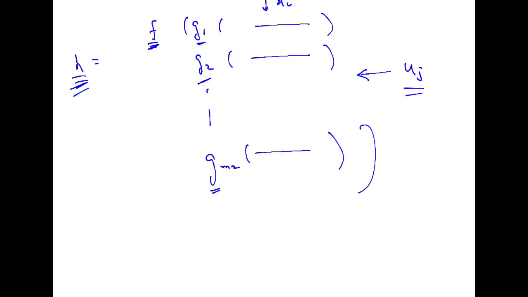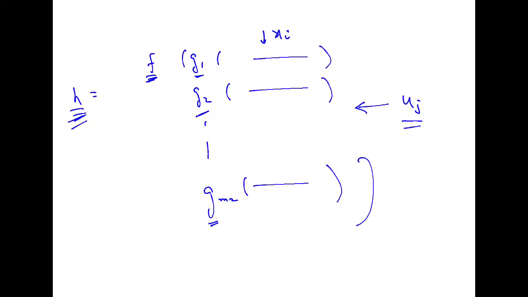Sir, if we are taking all the components of G, what is the meaning of UJ then?